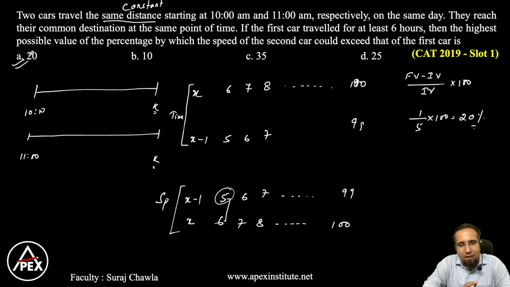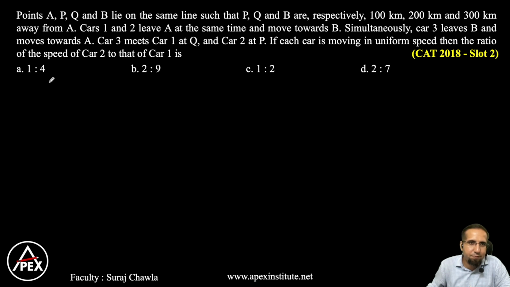Clear? So this is a very interesting question. All we have to understand is that the gap is 1 always. If the gap is 1, then how do we ensure that we are getting the greatest percentage change? Right? Let's look at the next question, please.